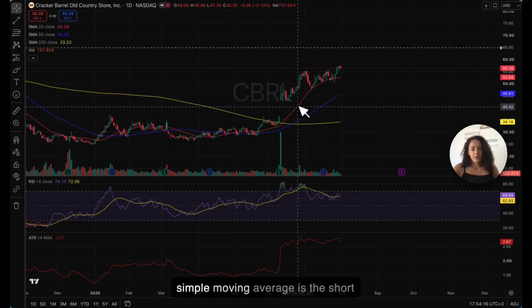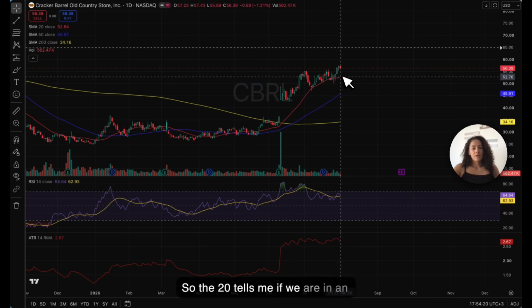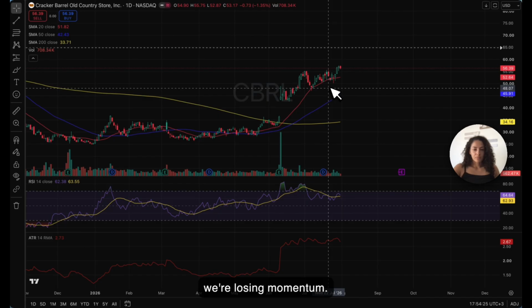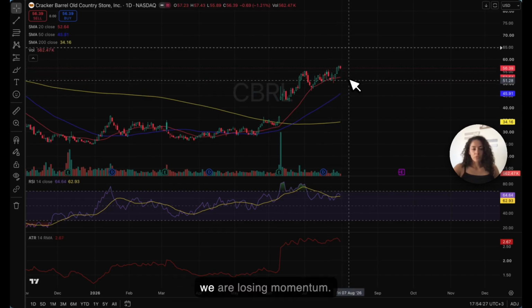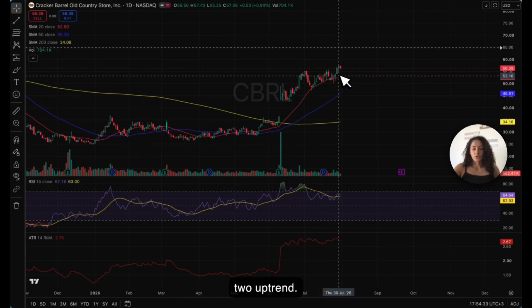So the 20 simple moving average is the short-term trend. The 20 tells me if we are in an active uptrend, like we are here, or we're losing momentum. If the stock starts moving below it, we are losing momentum. It's the line the institutional buyers tend to defend in a healthy stage 2 uptrend.